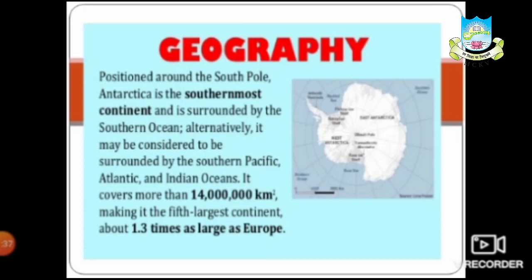As you can see, this is the location of Antarctica. Being the southernmost continent, Antarctica is surrounded by the Southern Ocean, which is the southern extension of the Pacific, Atlantic, and Indian Ocean. It is the fifth largest continent after Asia, Africa, North America, and South America. The Weddell and Ross Seas deeply penetrate the continent from opposite directions, dividing it into Eastern or Greater Antarctica and Western or Lesser Antarctica.